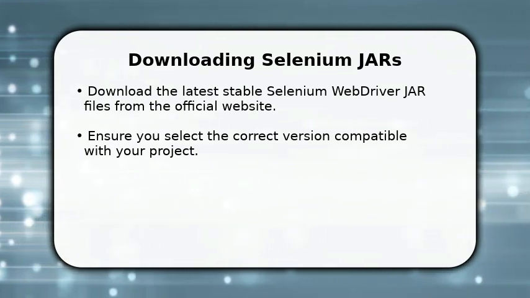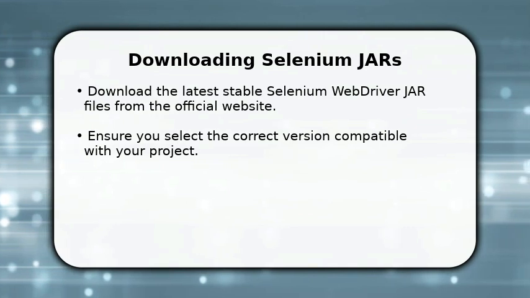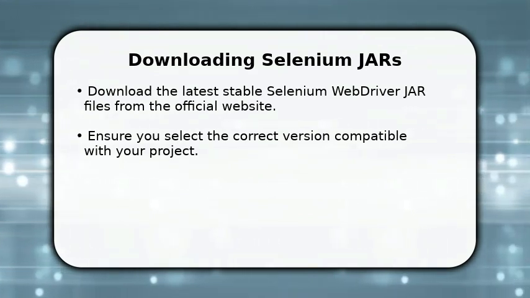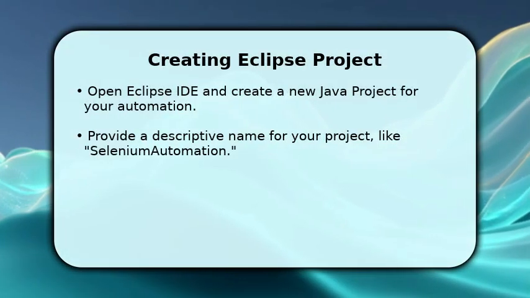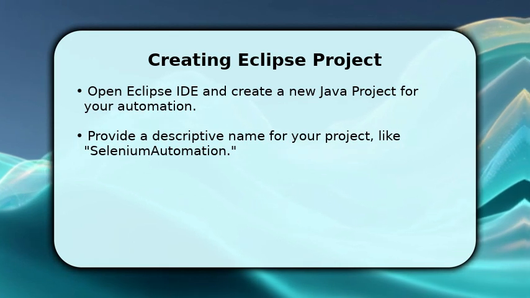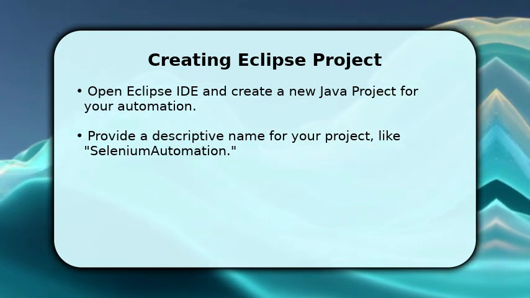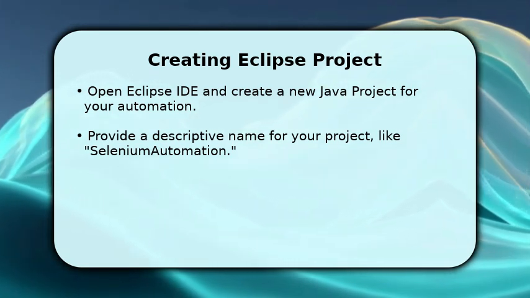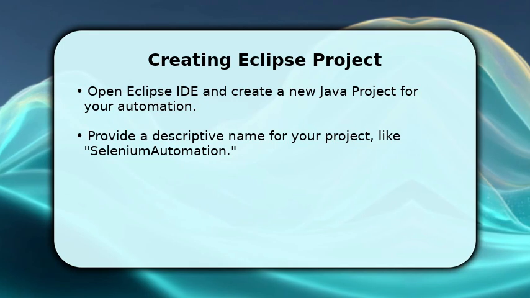Once downloaded, keep these files organized in a dedicated folder for easy access during the next steps of our setup process. Next, open your Eclipse IDE. Go to File, then New, and select Java Project. Give your new project a clear and descriptive name, such as Selenium Automation, to easily identify its purpose.